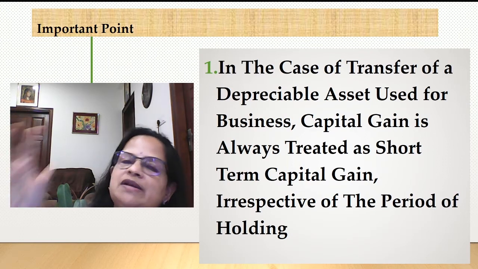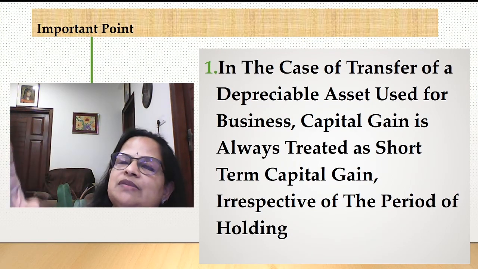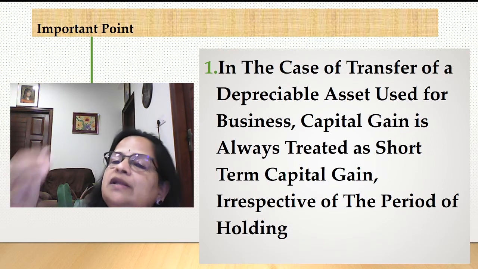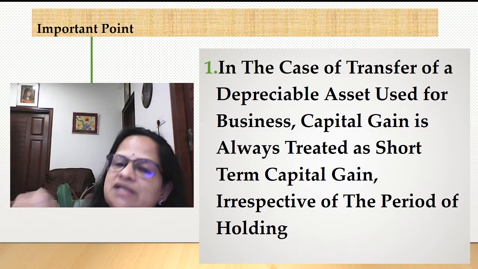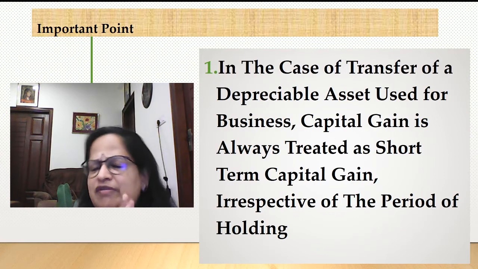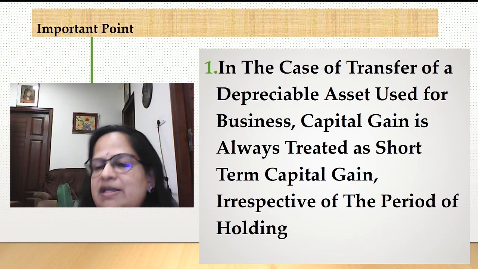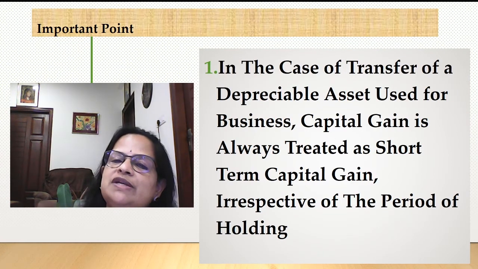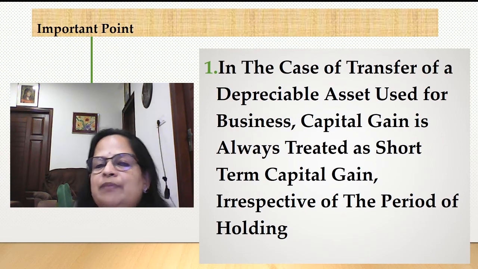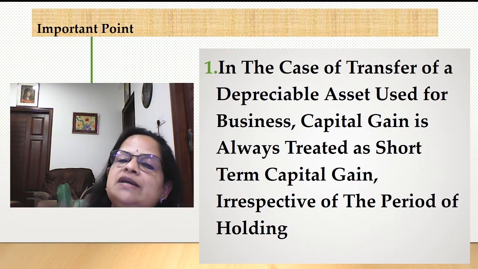Now, an important point you have to remember: in the case of transfer of a depreciable asset, sometimes it will be given that furniture used in the business had depreciation provided, and the written down value of the asset is this much. Even if the asset was held for more than 3 years, it can be 15, 20 or 25 years, we will not consider it long term. For a depreciable asset used in business, capital gain will always be short term.